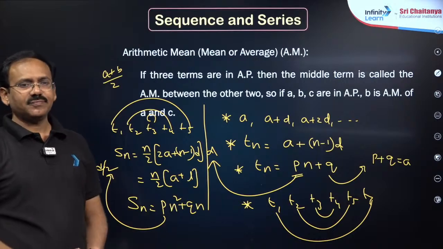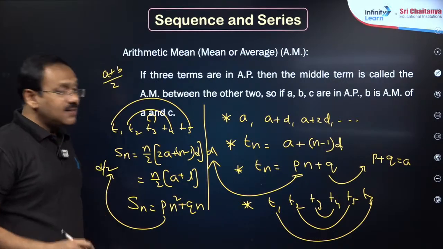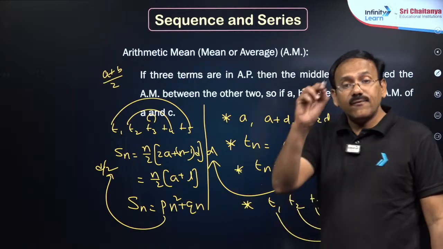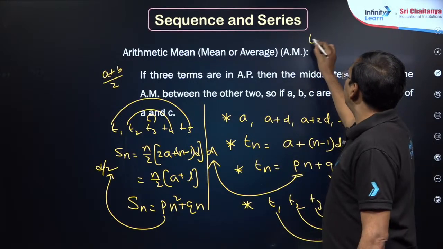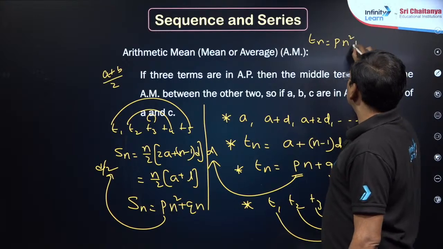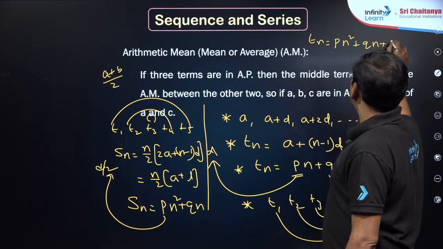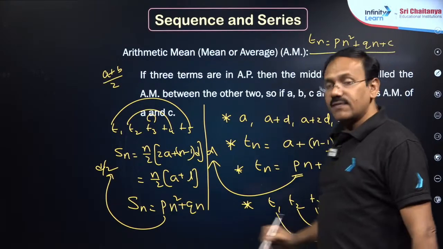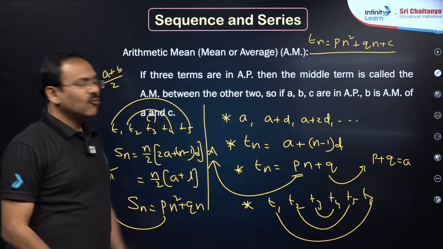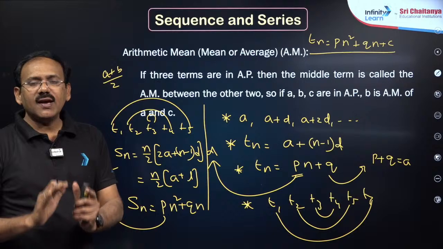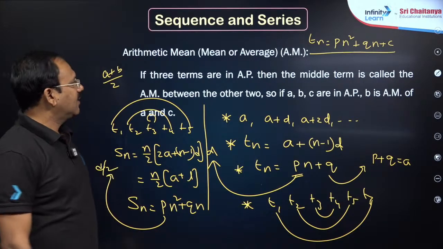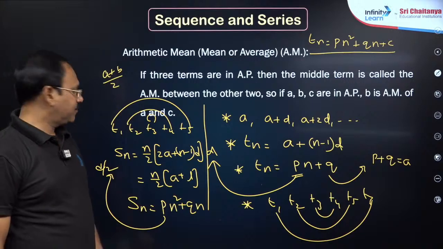Clear? Any doubt? And if certain numbers have first differences in AP, do remember Tn can be written like Pn square plus Qn plus C. If the first differences are in AP, you can take it like that. For AP these formulae are enough. Moreover, here P will be D by 2.